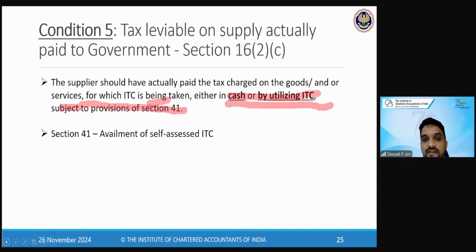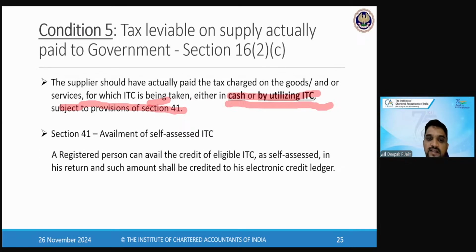Section 41 says availment of self-assessed ITC. A registered person can avail the credit of eligible ITC as self-assessed in his return, and such amount shall be credited in his electronic credit ledger.